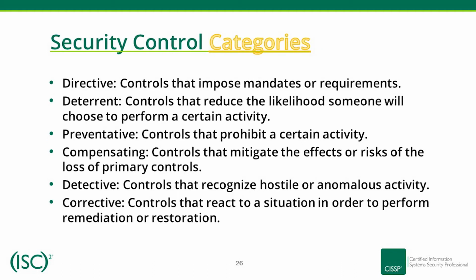Security control categories. Directive, controls that impose mandates or requirements. Deterrent, controls that reduce the likelihood someone will choose to perform a certain activity. Preventative, controls that prohibit a certain activity. Compensating, controls that mitigate the effects or risks of the loss of primary controls. Detective, controls that recognize hostile or anomalous activity. Corrective, controls that react to a situation in order to perform remediation or restoration.